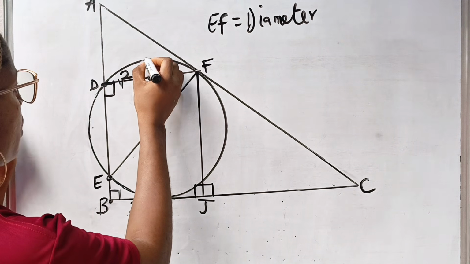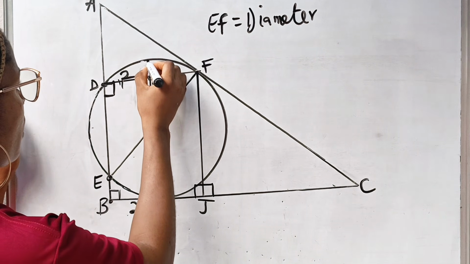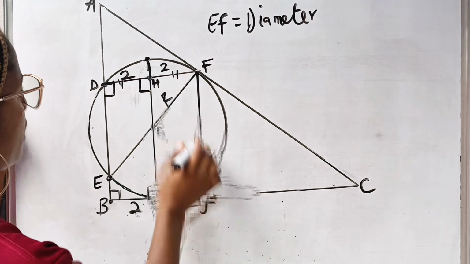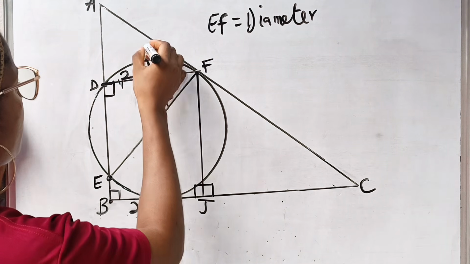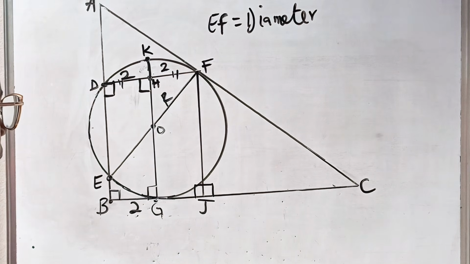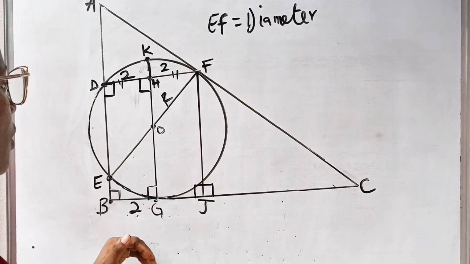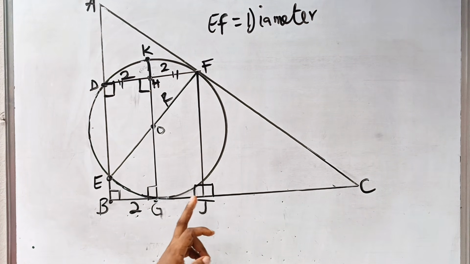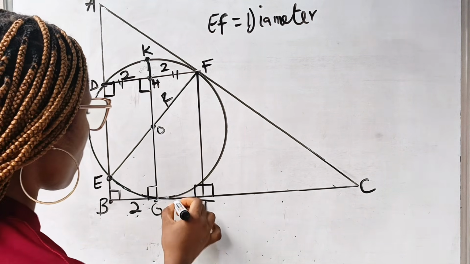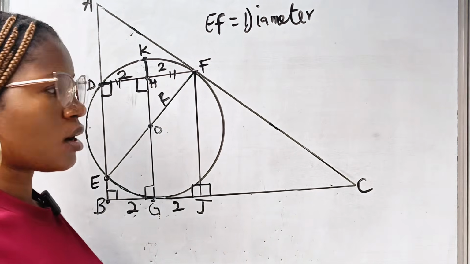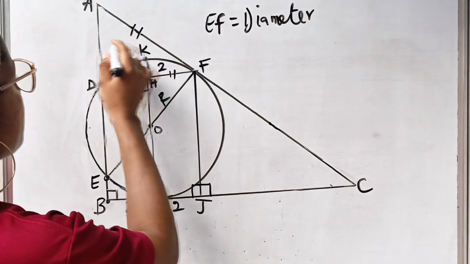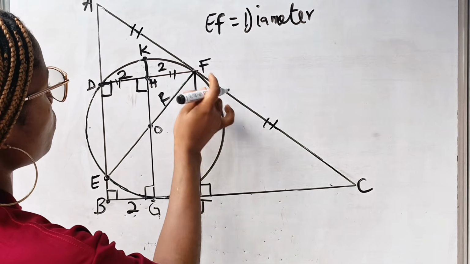Okay, let's extend this to touch the circle here. We are going to see why next. Let's call this point K. Now, if you look at this, if this is 2, then GJ is also 2. Moving forward, I forgot to write something initially, that AF is equal to FC.